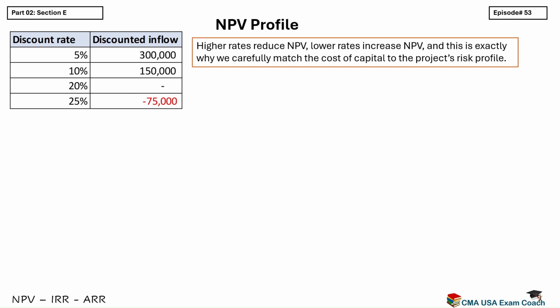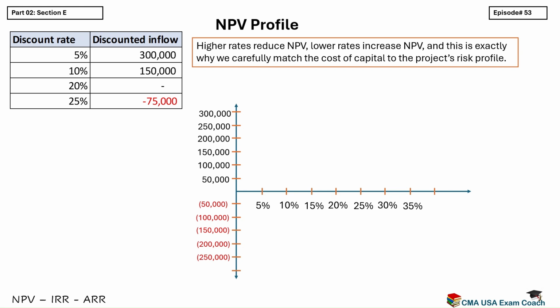Now that we have our NPVs for different discount rates, let's put these values into a graph so we can see the pattern visually. On the y-axis, we'll put the NPV values, and on the x-axis, we'll put the discount rates. When we draw the points and connect them, we get a downward sloping curve. Let me explain why it slopes downward in a simple way.